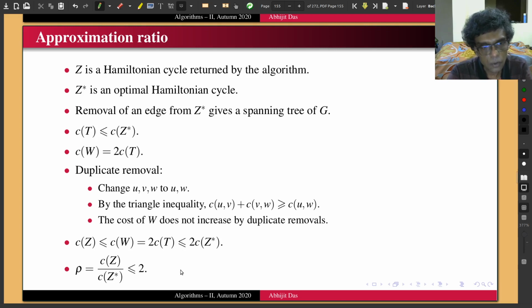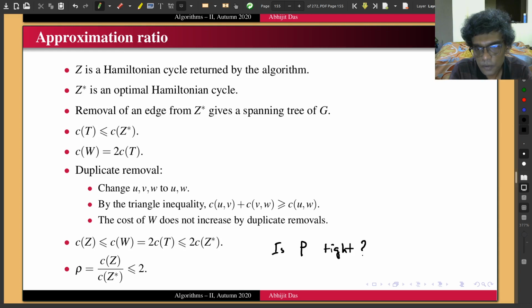Okay, so I raise a question which is not answered here. You just think about, is rho tight? So you try to answer this question.